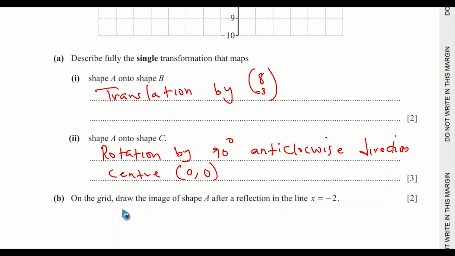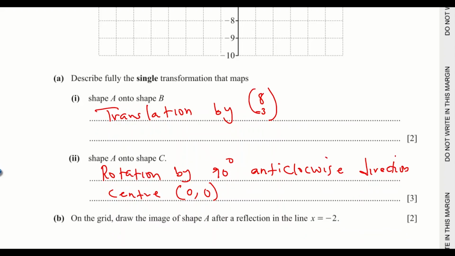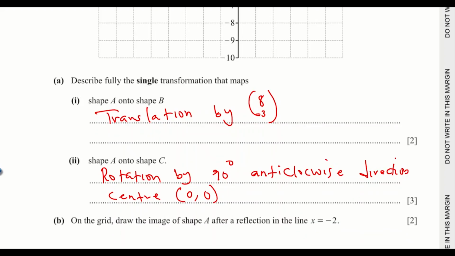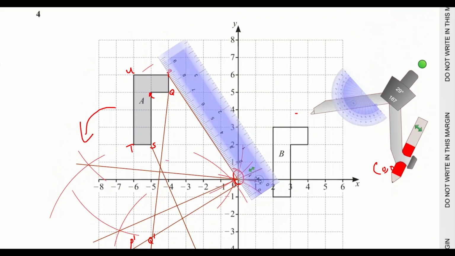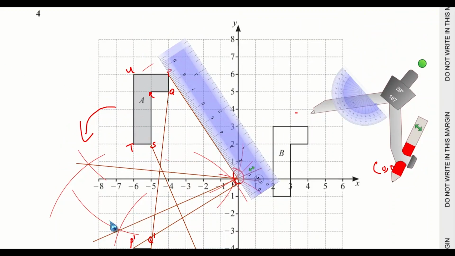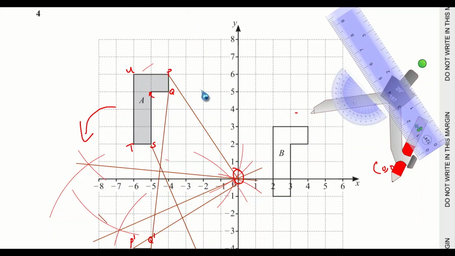Part B: on the grid, draw the image of shape A after a reflection in the line x equals -2. So x equals -2. This is shape A. The line x equals -2 will be this line here. This is x equals -2.